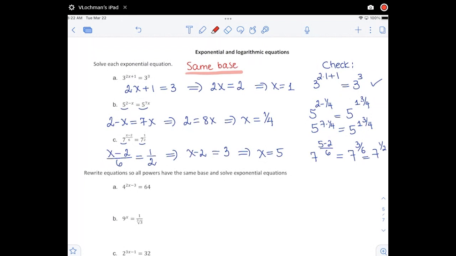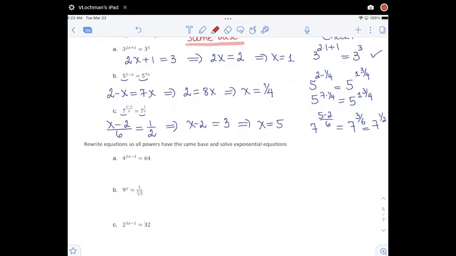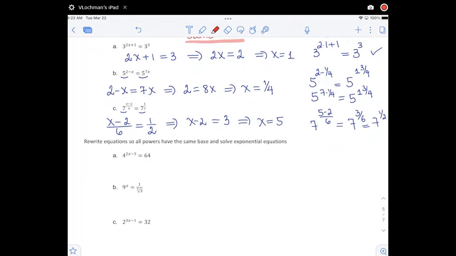Now let's take a look at the next set of problems. Here you will see we do not have the same base right away. We will need to rewrite our equations so that all powers have the same base. So we need to do one extra step here to convert these equations to the first type. Okay, let's take a look at the first example.